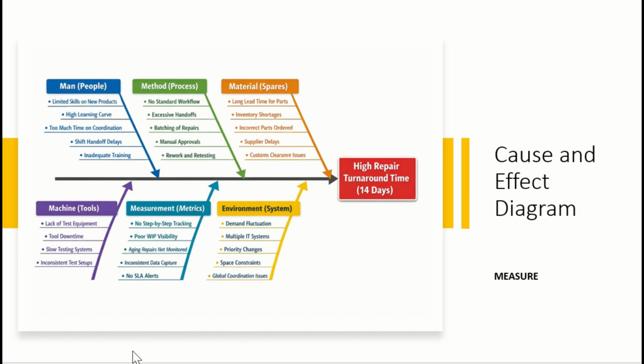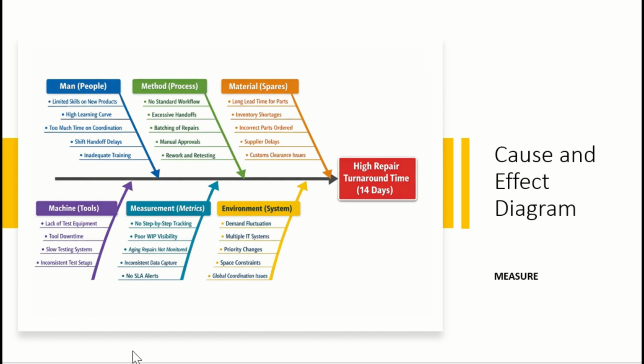Under machine, they had lack of test equipment, tool downtime, slow testing systems, and inconsistent test setups. Under measurement, they had no step-by-step tracking, poor work in progress visibility, aging repairs not monitored, inconsistent data capture, and no SLA alerts. Under environment, they had demand fluctuations, multiple IT systems, priority changes, space constraints, and global coordination issues.